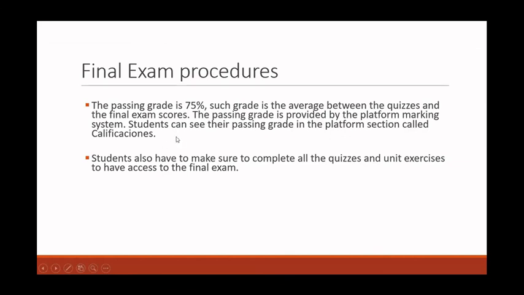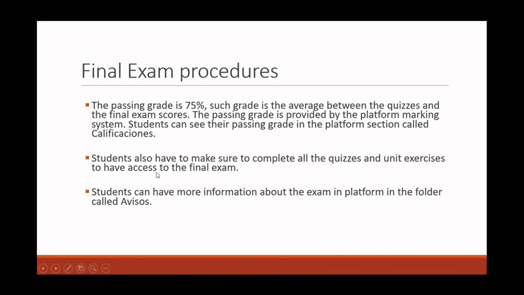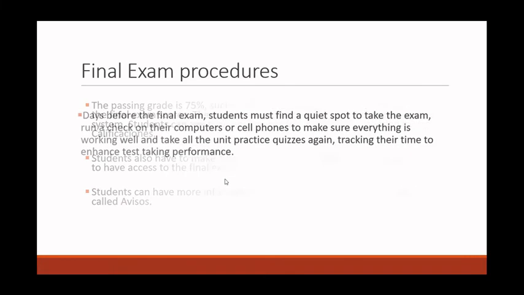Students also have to make sure to complete all the quizzes and unit exercises to have access to the final exam. So if you haven't finished the previous quizzes or unit exercises, then you won't be allowed to take the exam. So you have to finish everything before the exam. Students can have more information about the exam in the platform in the folder called Avisos. So you can go to the platform, in Avisos you will find extra information about the final exam.